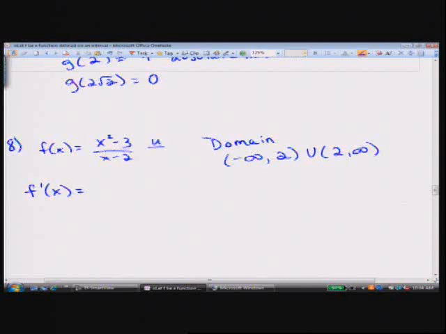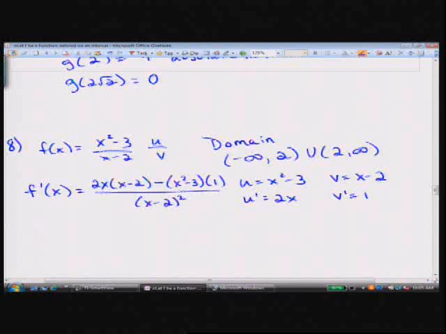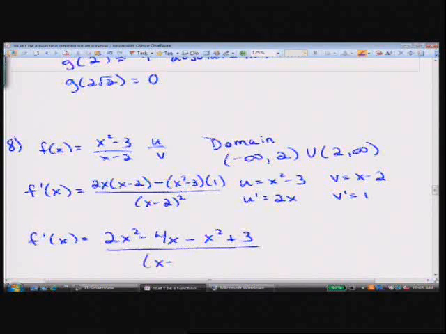Okay, let's find our derivative, f prime of x. To do that, we have u over v. u is x squared minus 3, u prime is 2x, v is x minus 2, v prime is 1. So we have v times u prime, 2x times x minus 2, minus u times v prime, which is x squared minus 3 times 1, all over v squared, which is x minus 2 quantity squared. So f prime of x is equal to 2x squared minus 4x minus x squared plus 3 all over this thing. Do y'all agree? And so this is x squared minus 4x plus 3 over this thing.